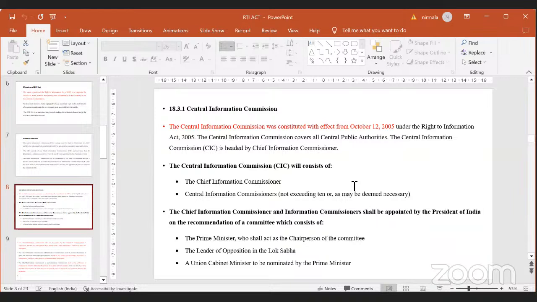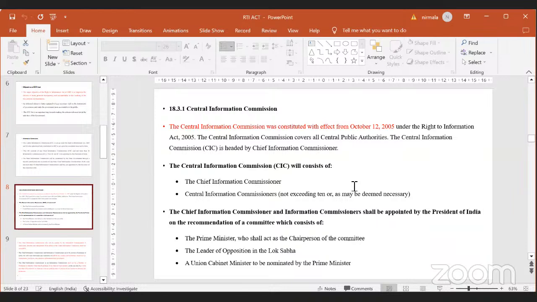The Central Chief Information Commissioner and the Central Information Commissioners are to be appointed by the President of India on the recommendation of a committee that would consist of the Prime Minister, who acts as the chairperson of the committee, the leader of opposition in Lok Sabha, and a Union Cabinet Minister to be nominated by the Prime Minister of India.